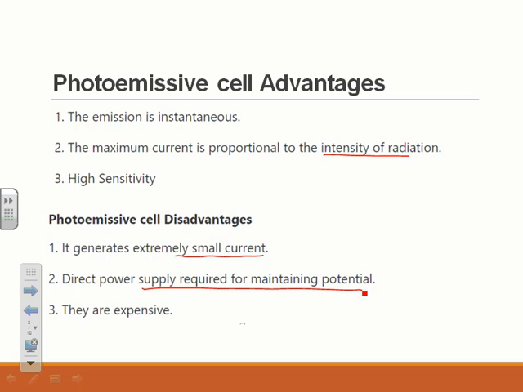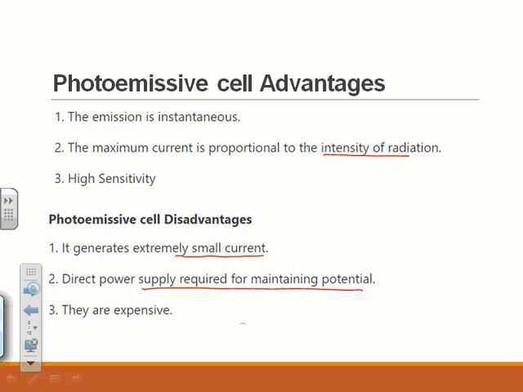So first, it generates a small current, due to which this type of cell is not advisable for generating solar energy. To generate solar energy we use the photovoltaic effect. The second, it requires an additional potential, so that is also a disadvantage. And third, they are more expensive. So these are the advantages and disadvantages of the photoemissive cell.